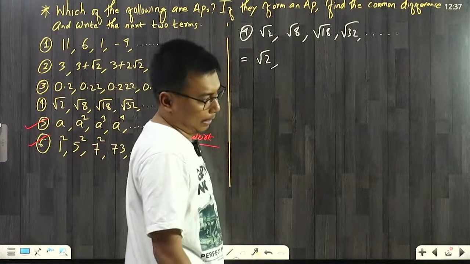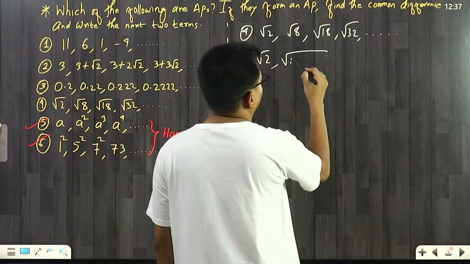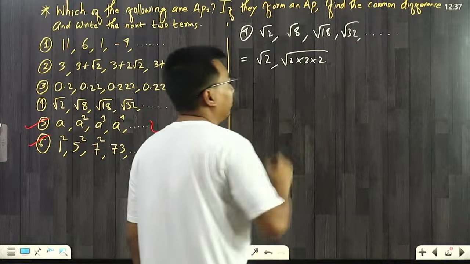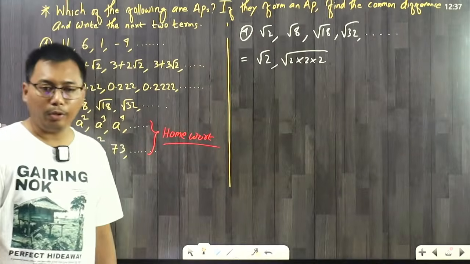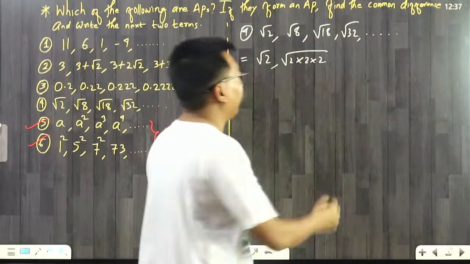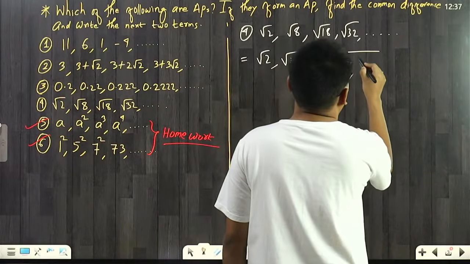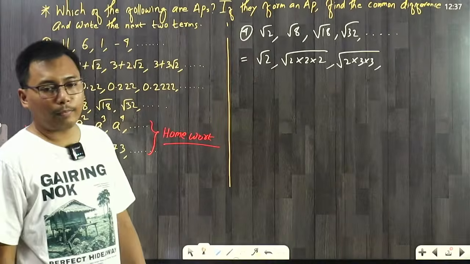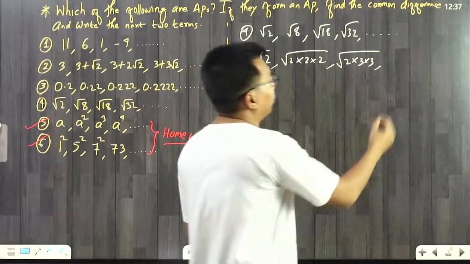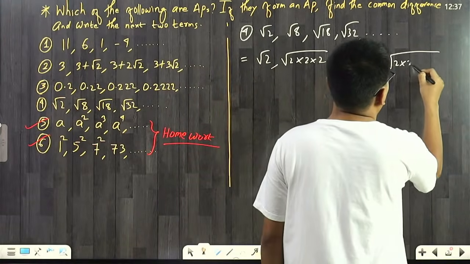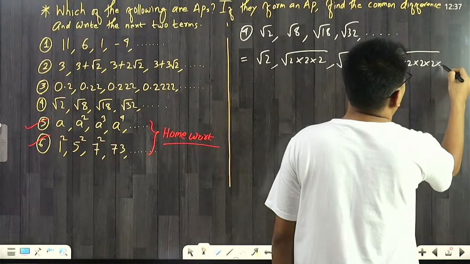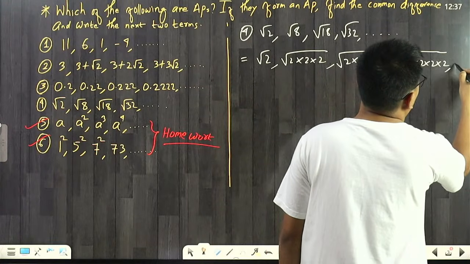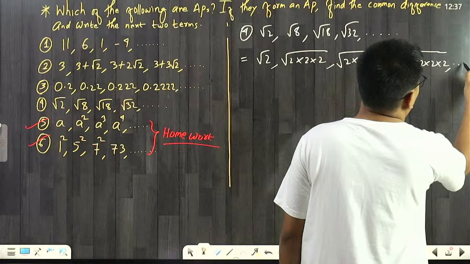Root 8. How can we write root 8? We can write it this way: root 8 is 2 into 2 into 2, right? Similarly, for root 18, we can write 2 into 3 into 3, right? Root 32, we can write it as 2 into 2 into 2 into 2 into 2. Here we'll get root 2.